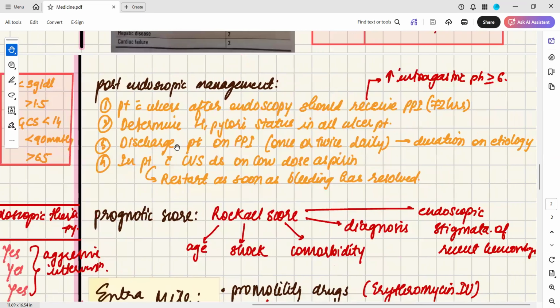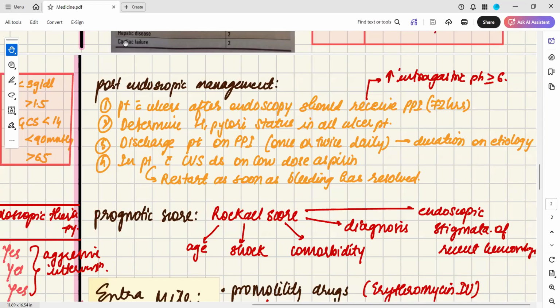In post endoscopic management, for 72 hours after endoscopy, the patient should receive PPI, because we have to maintain the intragastric pH at 6 or more. We have to determine the H pylori status in all ulcer patients. And if we are discharging the patient, we have to prescribe them PPI once or twice daily.